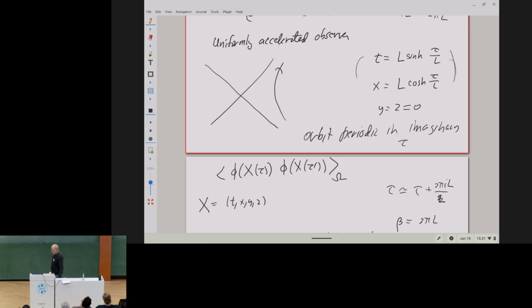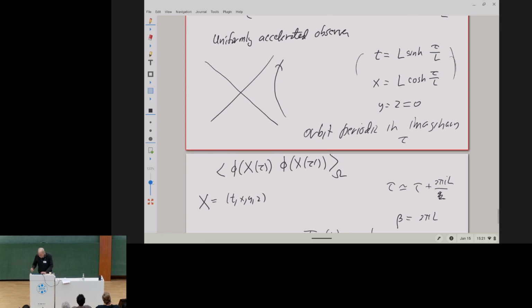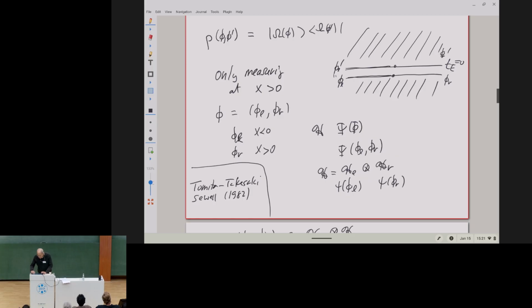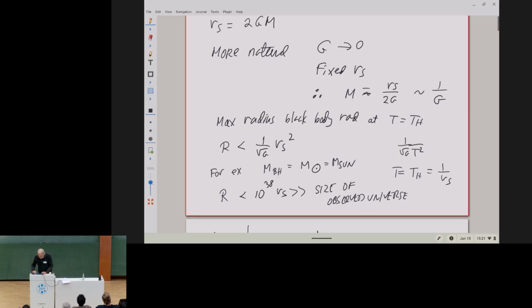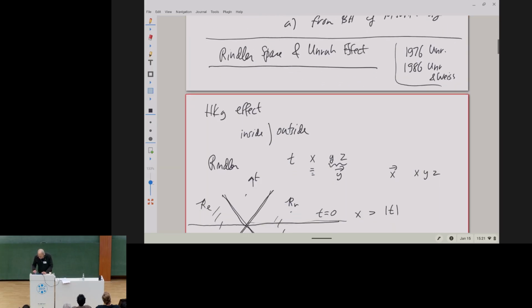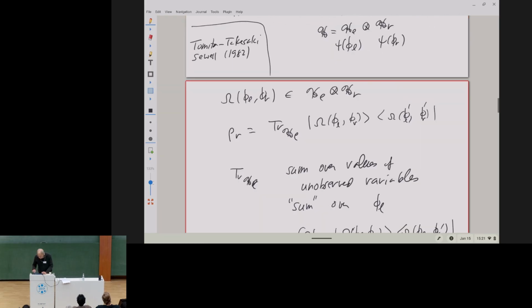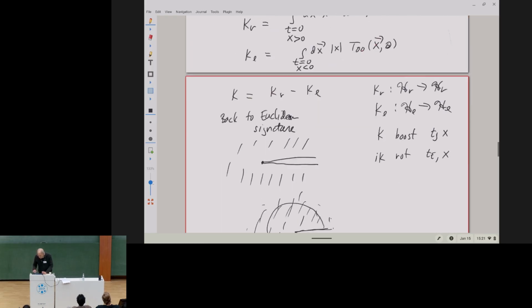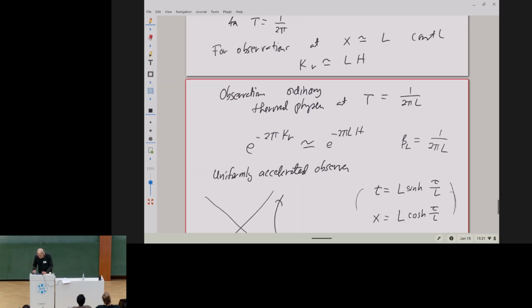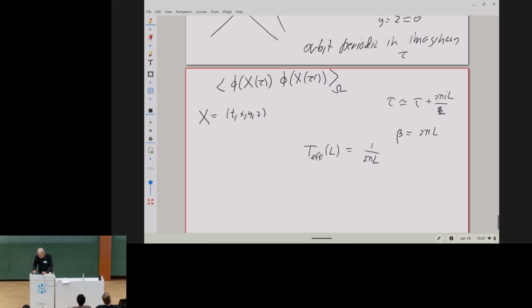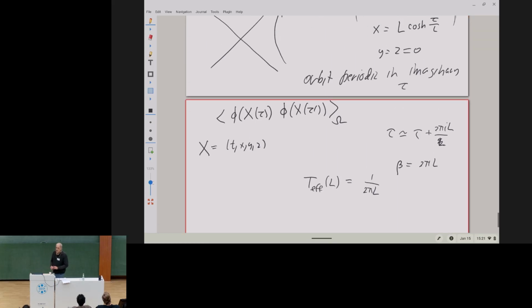And therefore, the heuristic argument would have suggested that the observer will see thermal physics at temperature 1 over 2 pi L, which is what we get because of the periodicity of the trajectory in imaginary time. And which we can also get more rigorously by showing that the 2-point function measured along the orbit satisfies what's called the KMS condition.